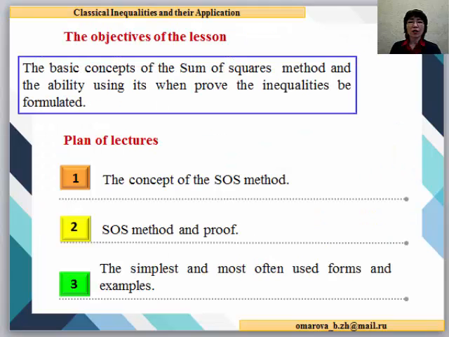The objective of our lesson: the basic concepts of the sum of squares methods and the ability to use it when proving inequalities will be formulated. Plan of lectures. Firstly, the concepts of the sum of squares methods. Secondly, sum of squares methods and the proofs. The third, the simplest and most often used forms and examples.